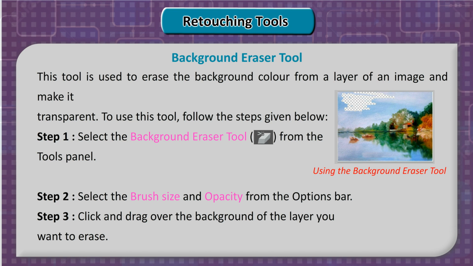Select the brush size and opacity from the options bar. Step 3. Click and drag over the background of the layer you want to erase.